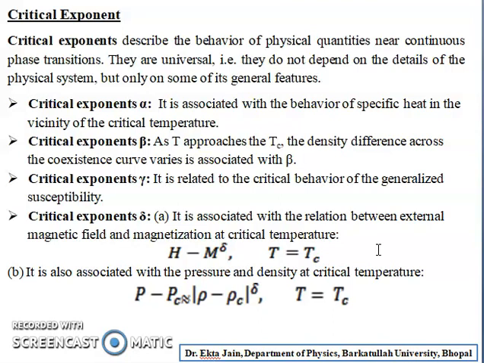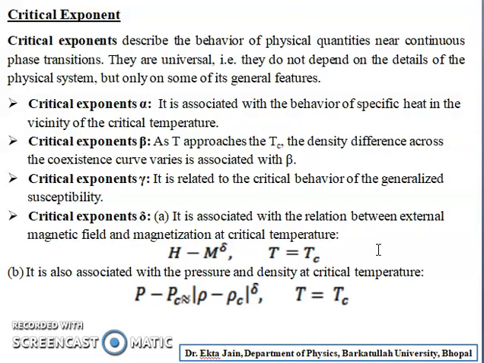The first one is critical exponent alpha. It is used for what? It is associated with the behavior of a specific heat in the vicinity of the critical temperature. And now critical exponent beta. As T approaches Tc, the density difference across the coexistence curve varies, which is associated with beta. Critical exponent gamma is related to the critical behavior of generalized susceptibility.